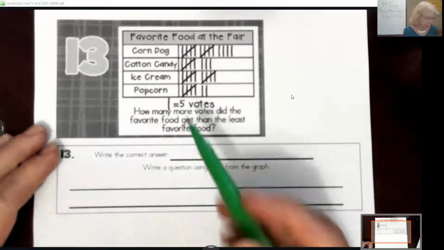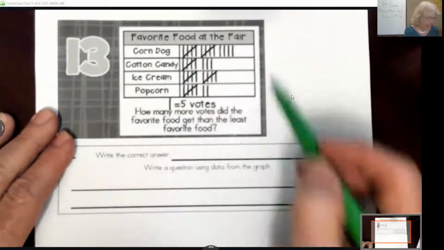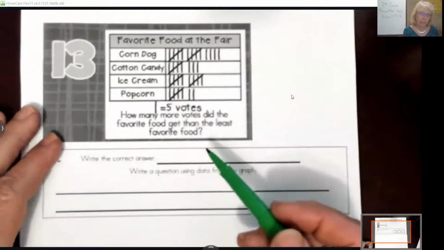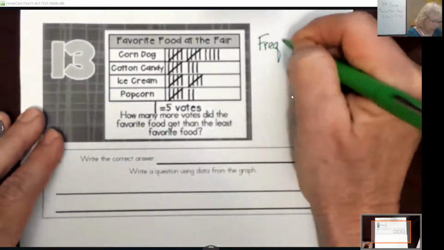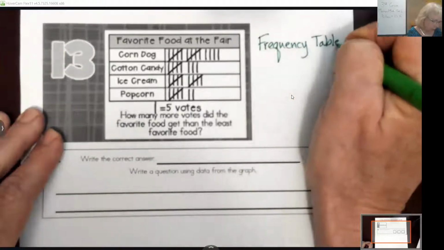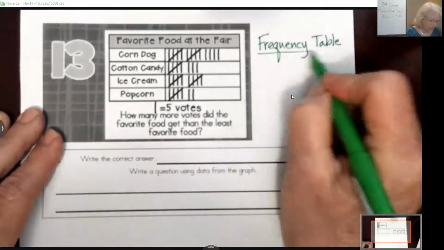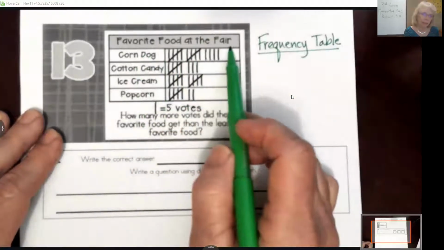All right, number 13 is showing us a data chart. The way this data is displayed is called a frequency table. So I'm just going to write this up here to remind you of that vocabulary, frequency table. And let's see what it's about. Favorite food at the fair.